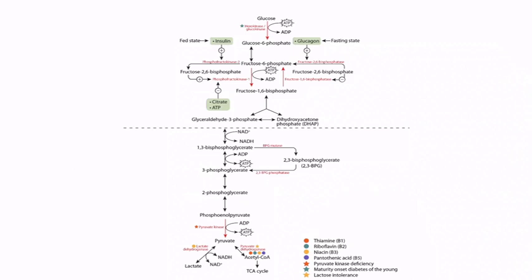From our metabolic pathway, we can see that decreased fructose 2,6-bisphosphate releases the inhibition on this enzyme, fructose 1,6-bisphosphatase. Therefore, the activity of fructose 1,6-bisphosphatase is increased, resulting in increased production of glucose, or in other words, increased gluconeogenesis. Okay, let's move on to discuss a few other important aspects of glycolysis.